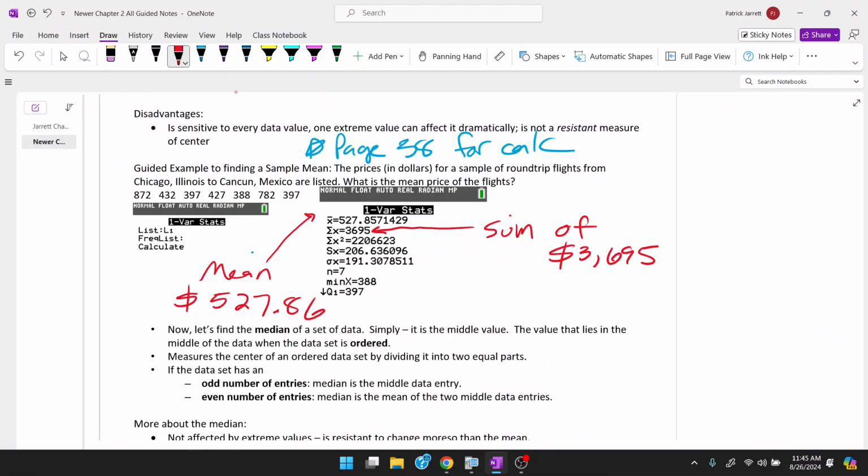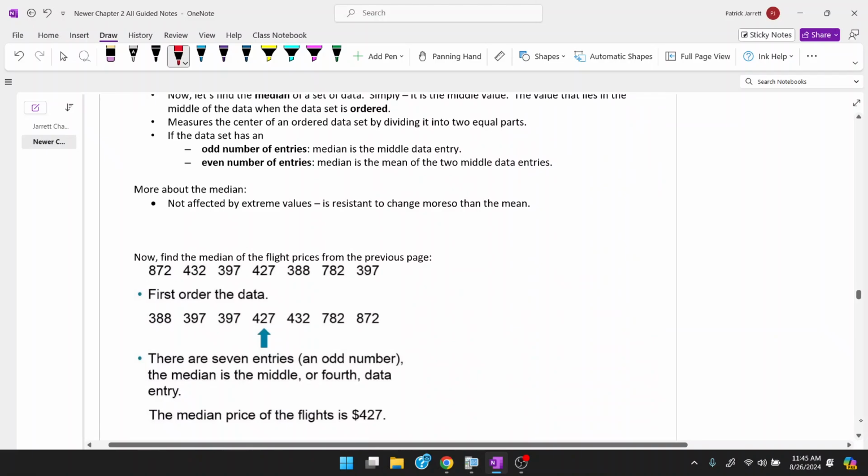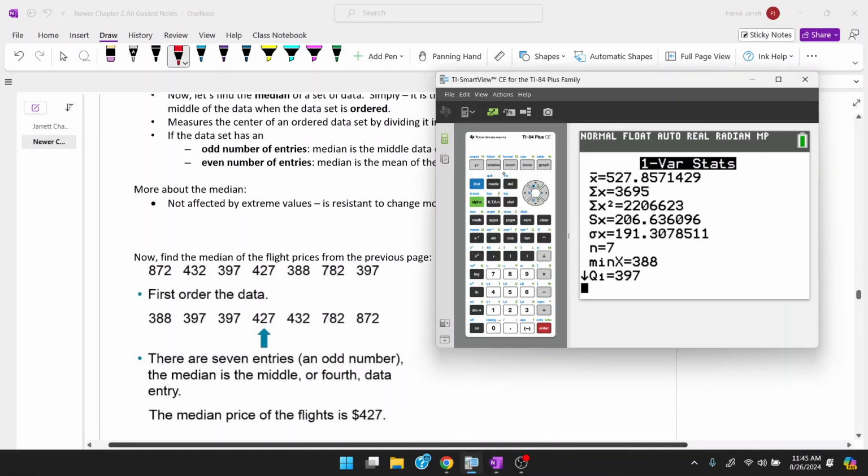All right. Now, if we want to find the median, that's very easy to do. Simply, it's your middle value. And believe it or not, the calculator can do that. So if we found the median, we have to order it. Now, are we going to have to do that? No. Because the calculator is going to do that for us. In fact, if you have 1-Var Stats saved up, or if it's not, you can just go through 1-Var Stats a second time, but scroll down.